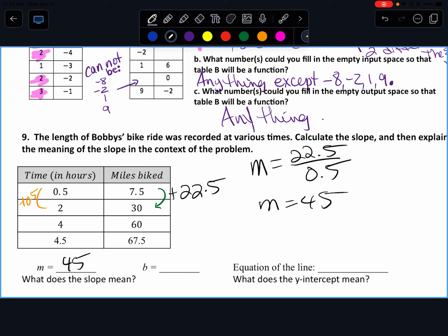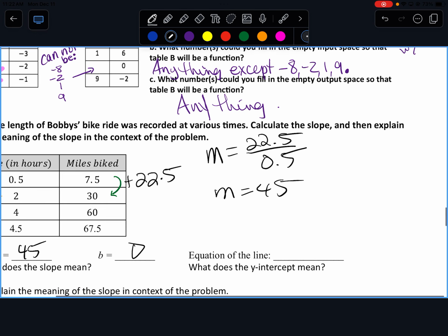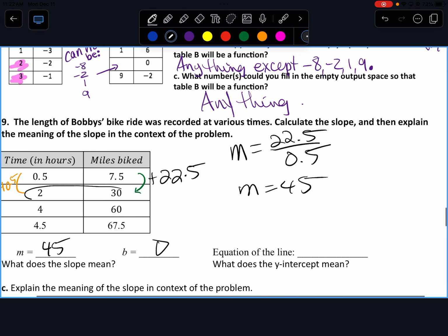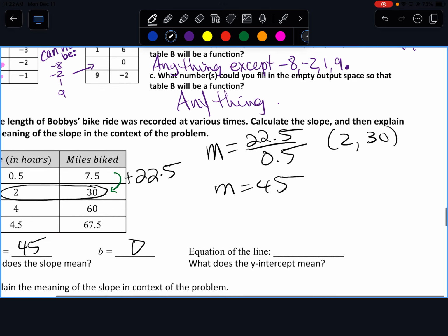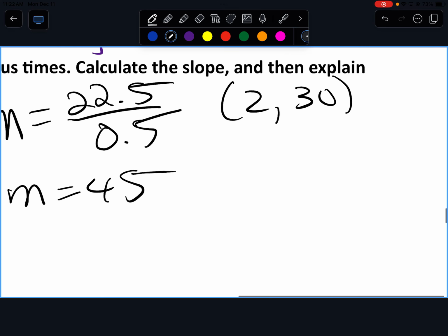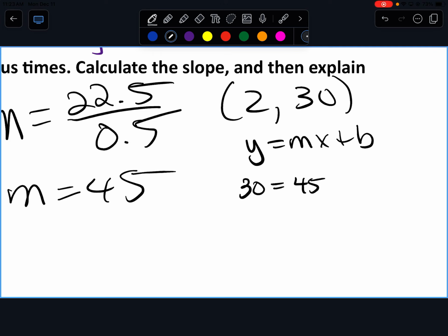Okay. The b value. Well, if you haven't gone anywhere, then your initial value would be 0. But in order to figure that out, I'm going to use this point right here. So the point (2, 30) with the slope of 45. I plug it into y equals mx plus b. I replace the y with 30, the m with 45. Oh, maybe he has gone.